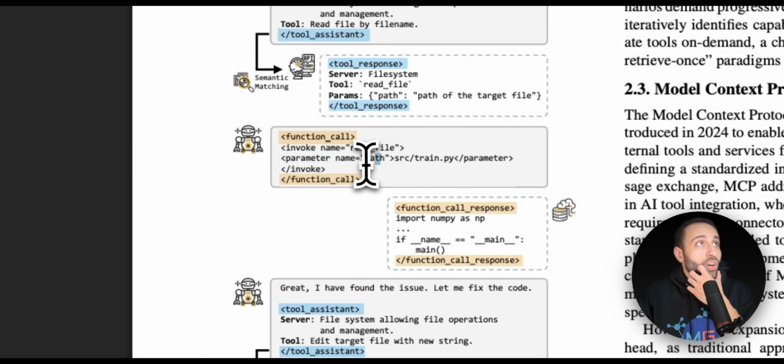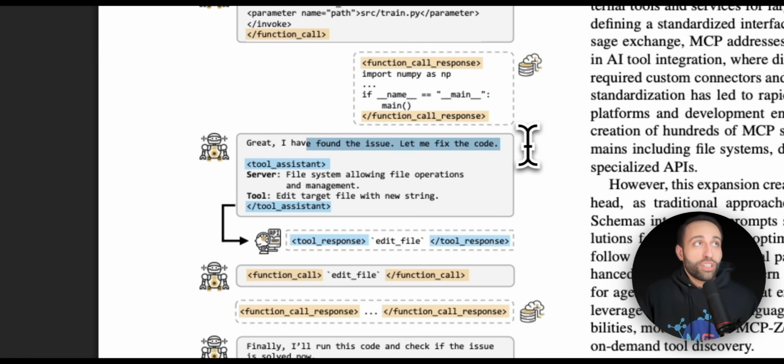The AI agent says, oh, okay, I got this. This is the function I wanted. So I want to invoke it with the file name that you asked to read. Then I got the file and I read it. Okay, I found the issue. So let me fix it.